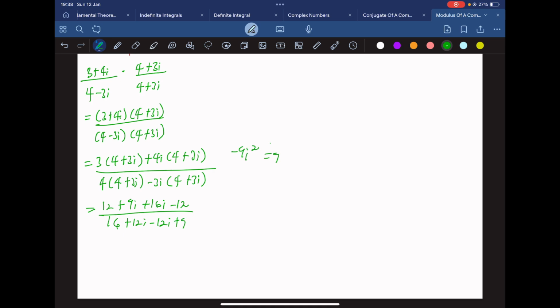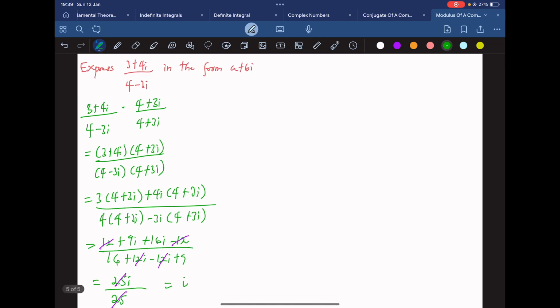So remember that. So since we have positive 9 over here, we can cancel out some terms. So positive 12 and negative 12 cancel out. Then we have negative 12i and positive 12i will also cancel out. So the only terms that you are going to have left are 9i plus 16i, which simplifies to 25i. And in the denominator, you have 16 plus 9, which is 25. So this also cancels out this. So you're just going to have your final answer to be i.